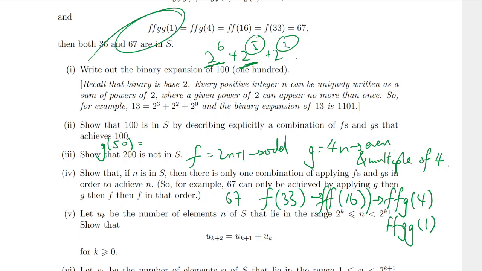So that's how you can deduce how to apply the f's and g's, and there's only one way, because there's no way that a number is simultaneously odd and even. Impossible. So it's clear that there's only one way.